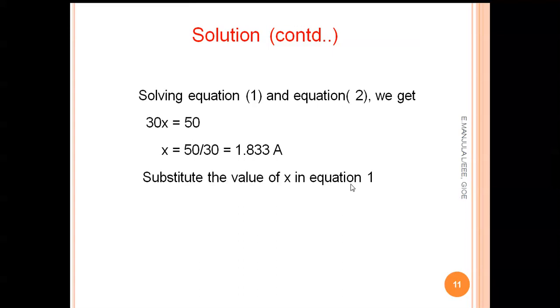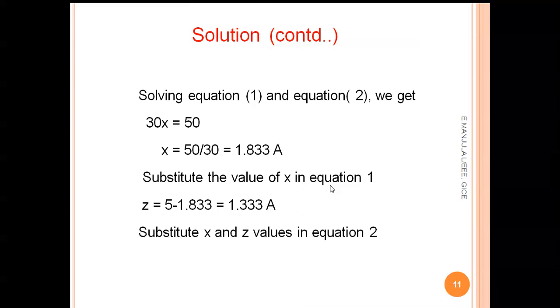Okay, so you'll get some x value. And now substitute the value of x in equation 1. You have got equation 1, that is 2x plus z is equal to 5. In that, if you substitute, you will get the z value directly. Then substitute x and z values in equation 2. You will get the y value. So this is the way you have to solve it, because I have shown each and everything so that you could understand step by step.